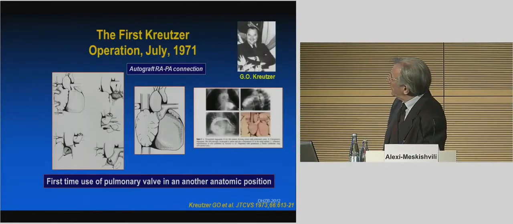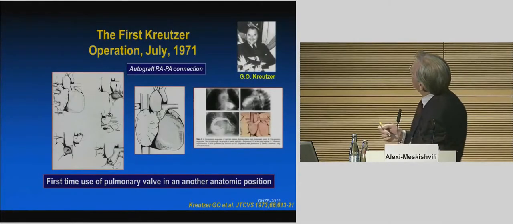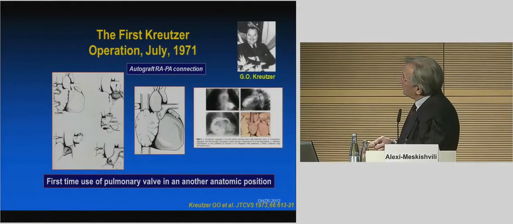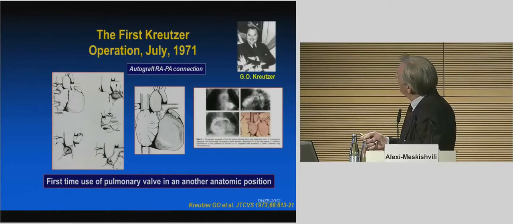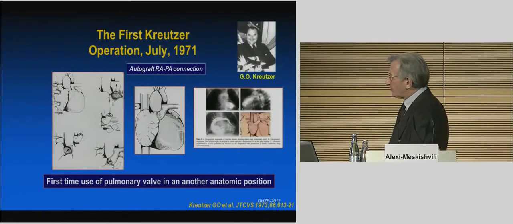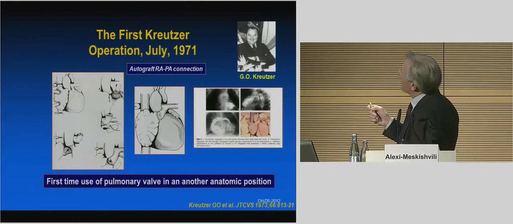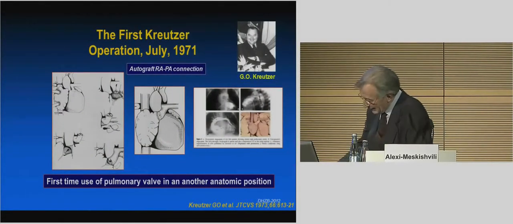So, the translocation operation. It was Kreutzer who first used the pulmonary valve in another anatomic position, when he performed an ingenious operation for tricuspid atresia, using the native pulmonary valve to connect it to the atrium. This is the illustration from his publication. Kreutzer was working in Argentina. When I prepared this presentation, I had no picture of Kreutzer, so I asked his son to send one. It's a picture of him at the time when he did this operation.